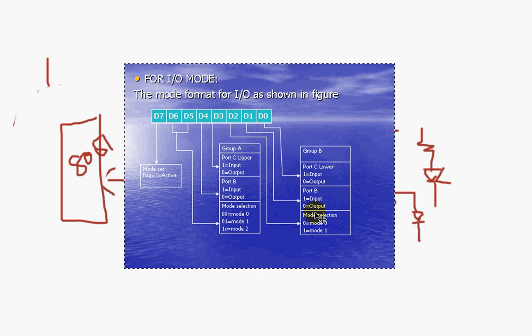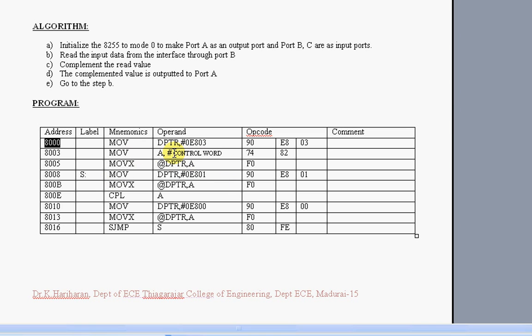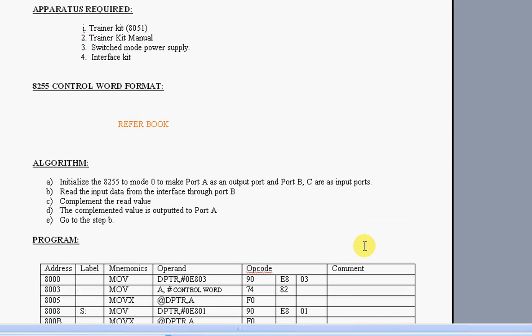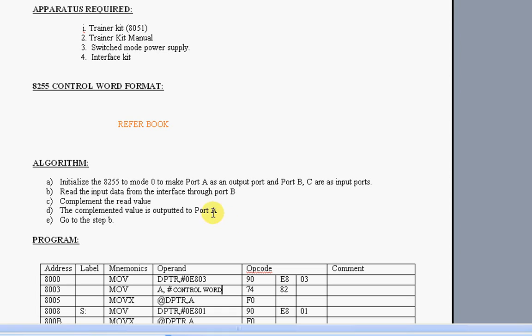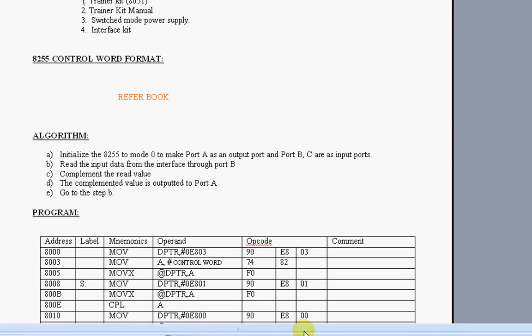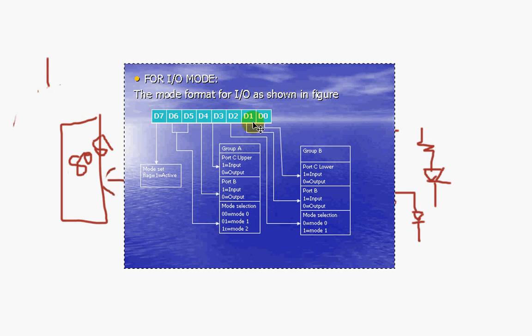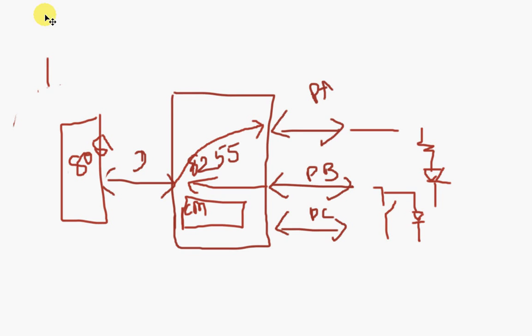So you have the control word. This control word is to be written in this register. You frame the control word and fill it in. What you need to do here is refer to the control word format as I have given in this picture. Then formulate the control word for making port A an output port, and port B and port C input ports. Then you read port B, do some arithmetic operation and send it to port A. That is the objective of this.